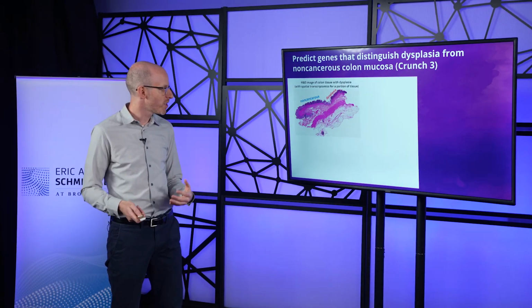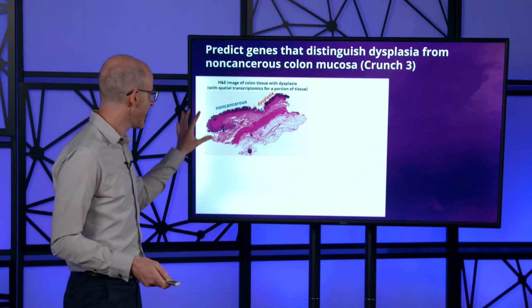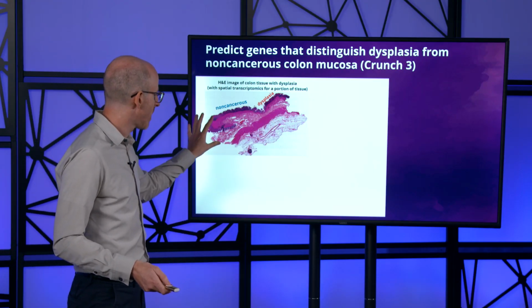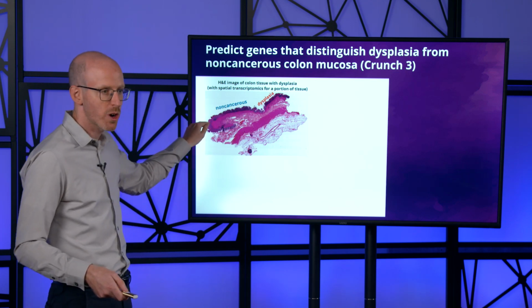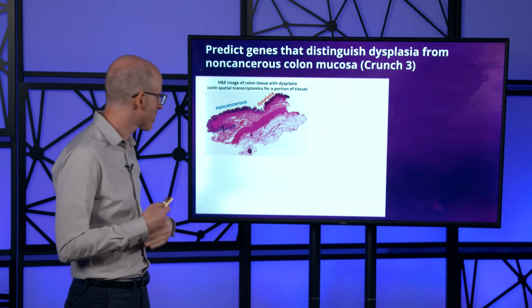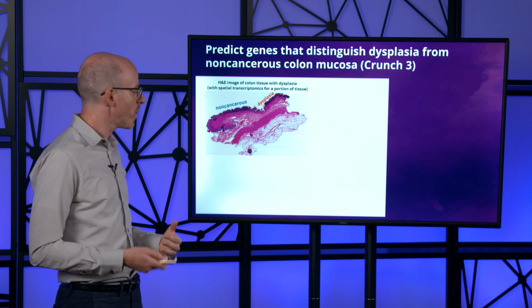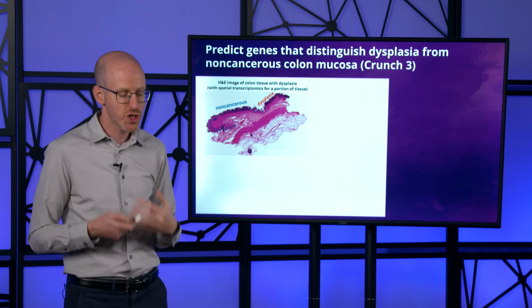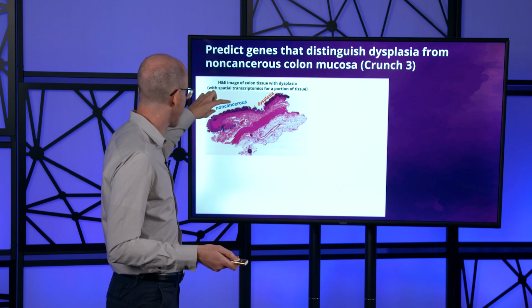And the final crunch is focused on detecting cancer earlier. So the focus is on this really special ulcerative colitis tissue section where there's both a non-cancerous region in the colon mucosa and this dysplasia region. And remember, dysplasia is this sort of abnormal growth of epithelial cells that's precancerous. And what we would like is to find genes that differentiate or that mark the dysplasia region from the non-cancerous region.